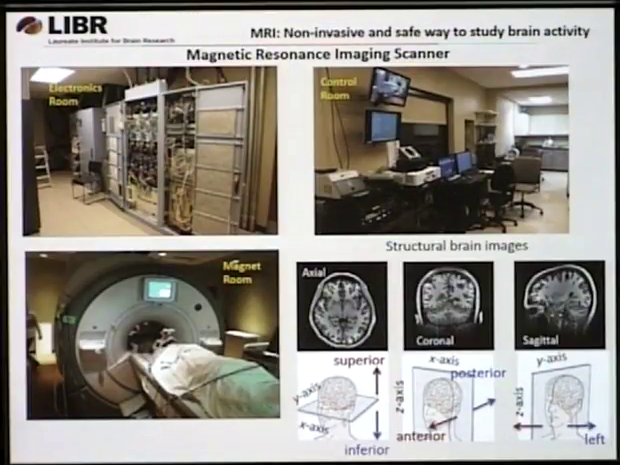So we can produce a slice like this. We can also produce a coronal slice, so it looks like this. We cut the brain like this. And then we also have a sagittal slice, where we cut the brain like this.